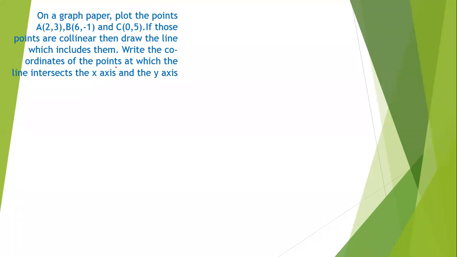First, after plotting, you have to see whether the points are collinear. And if they are collinear, then you have to draw a line. Write the coordinates of the point at which the line intersects the x-axis and the y-axis. That line will intersect, means it will touch the x-axis and the y-axis. And at which point it touches the x-axis and y-axis, that point's coordinates you have to write. Okay, so let's start with the plotting first.